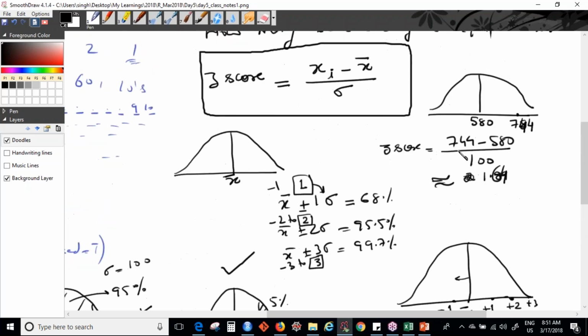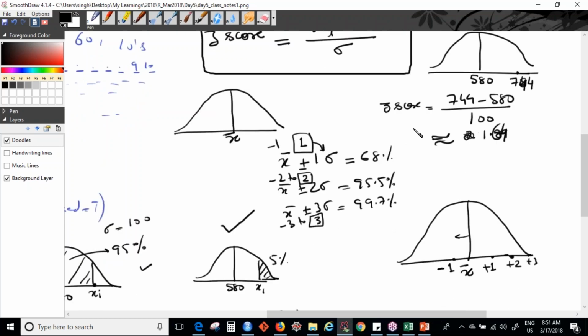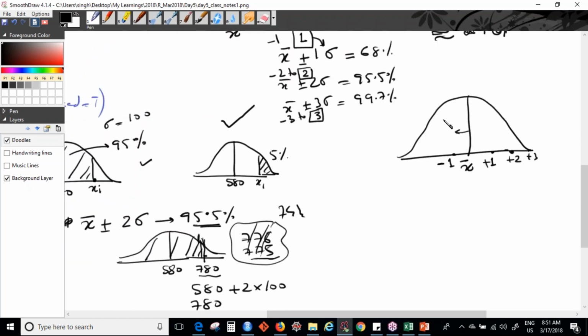Okay, why minus? Of course, because your xi will become less than your mean, right? Because you are on the left hand side. So this minus this will become negative because xi will become less than x bar. Are you following, guys? So you will have -1 here. Similarly, if you go 2 standard deviations, you will get -2. 3 standard deviations on the left hand side, you will get -3. So these are your z-scores.